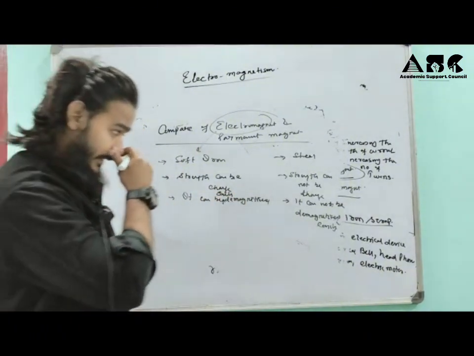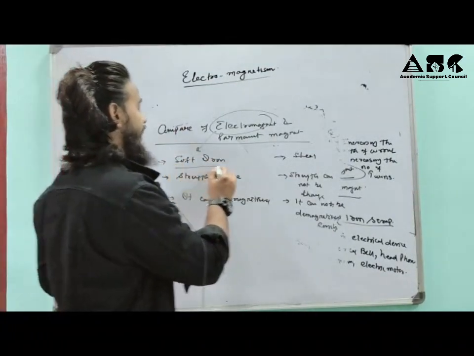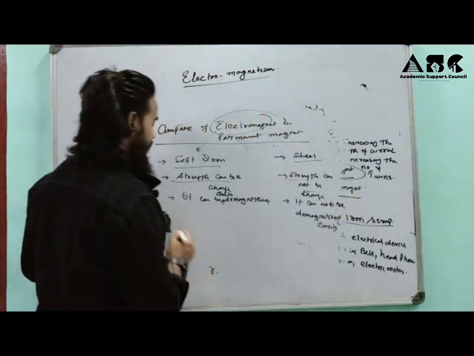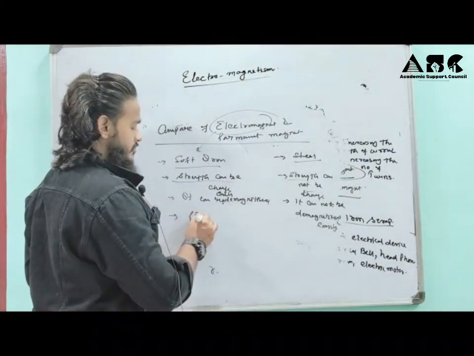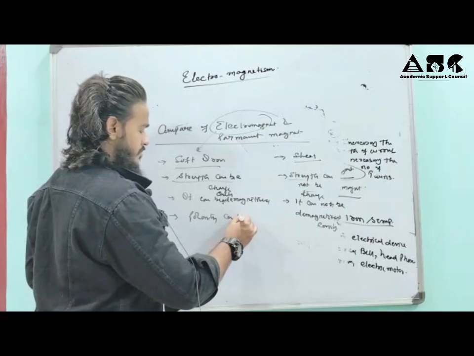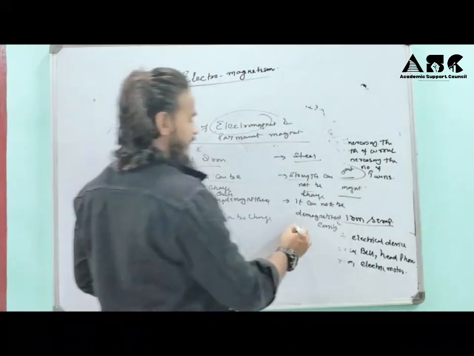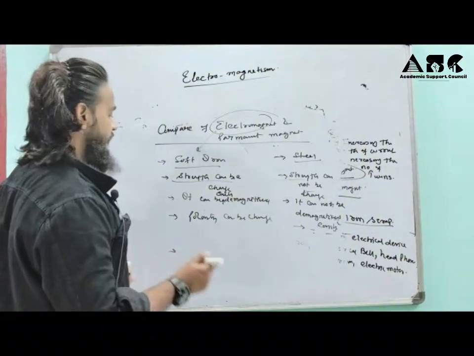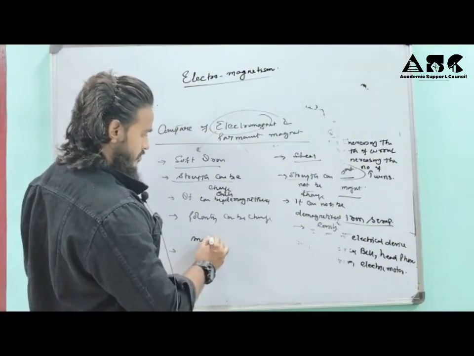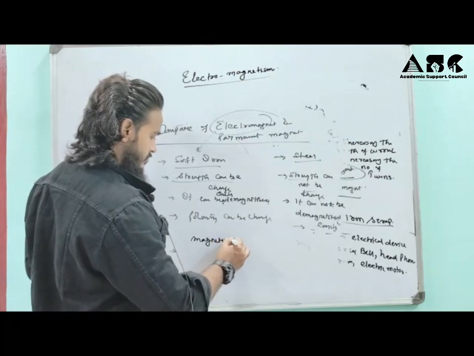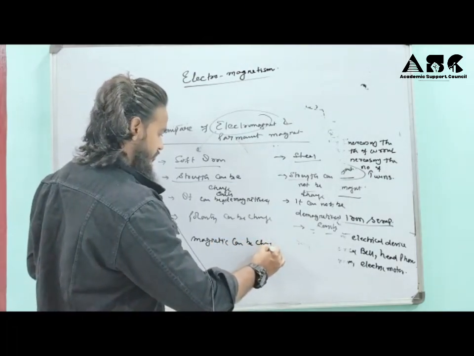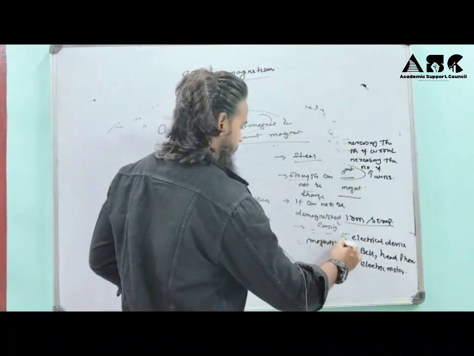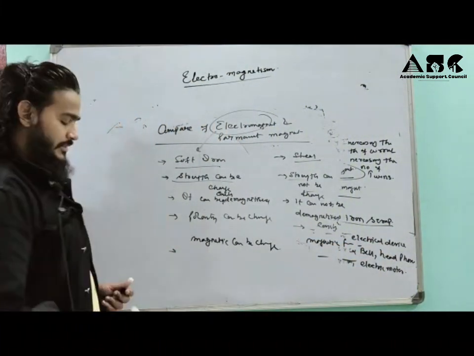It is made from soft iron; it is made from steel. The strength can be changed; strength cannot be changed. Also, polarity can be changed; polarity cannot be changed. Write this down: magnetic field can be changed; magnetic field cannot be changed. Same point. So I hope this point is clear.